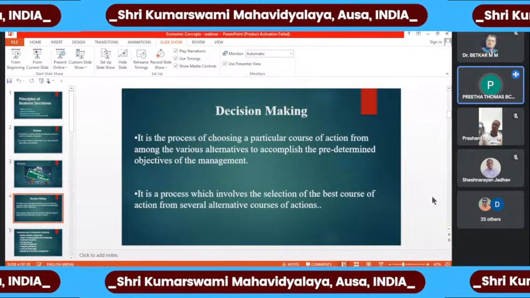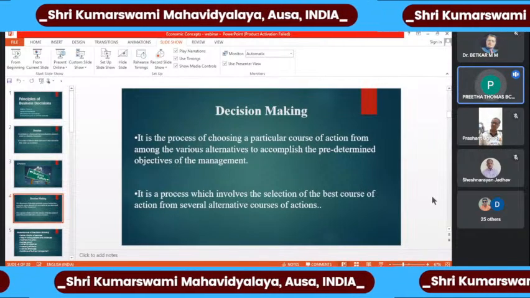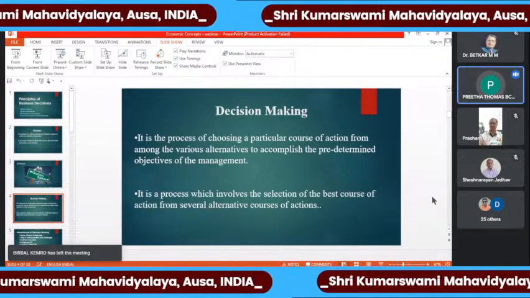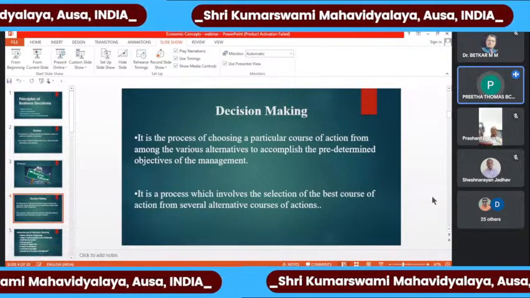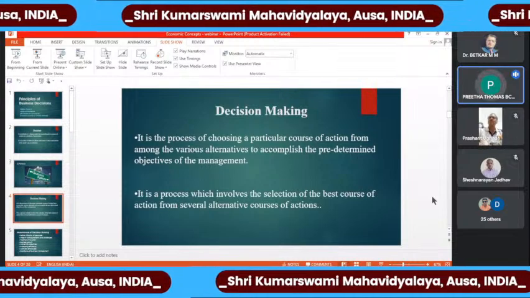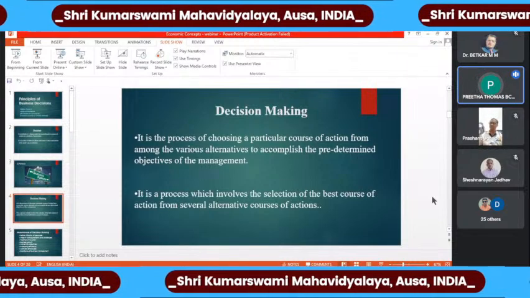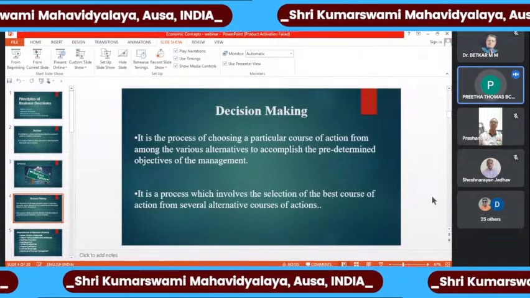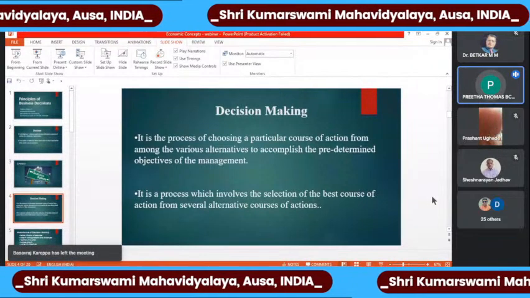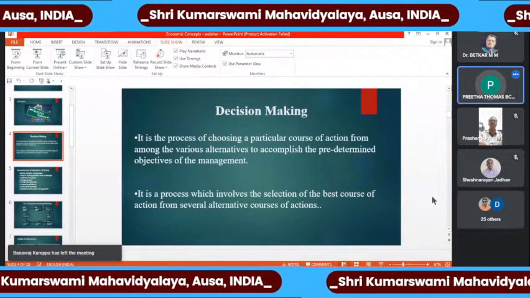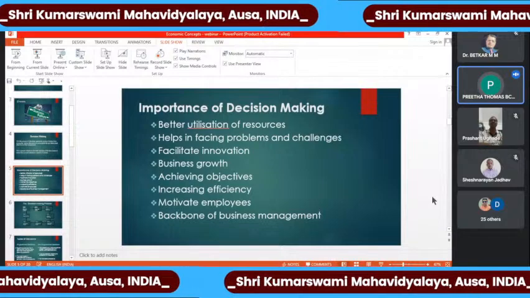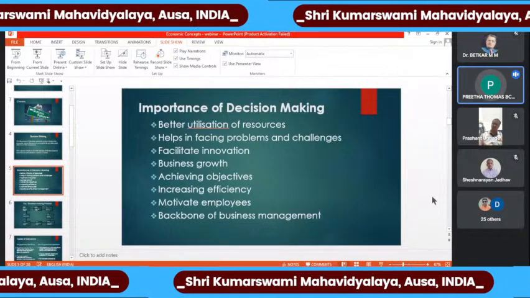As I told you, in business this is very, very important, because the very existence of a business, whether a business will make profit or whether a business will make loss, will depend upon the right decision. So decision making is the process which involves the selection of the best course of action from several alternative courses of action. Okay, so the importance of decision making in business is better utilization of resources.